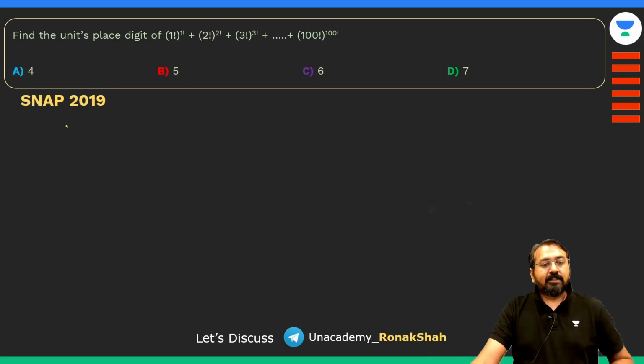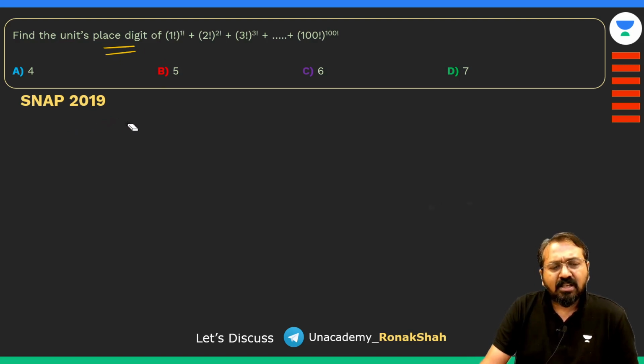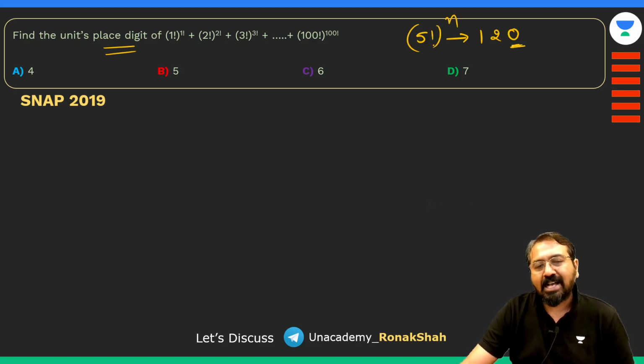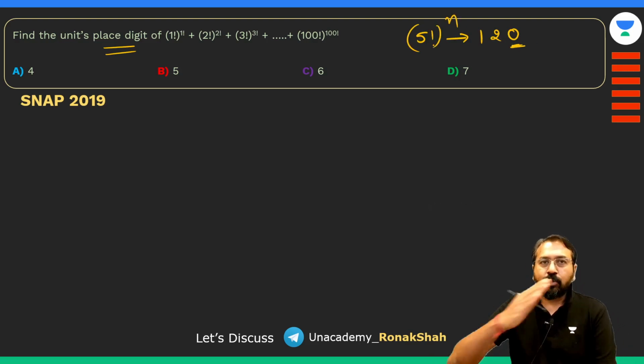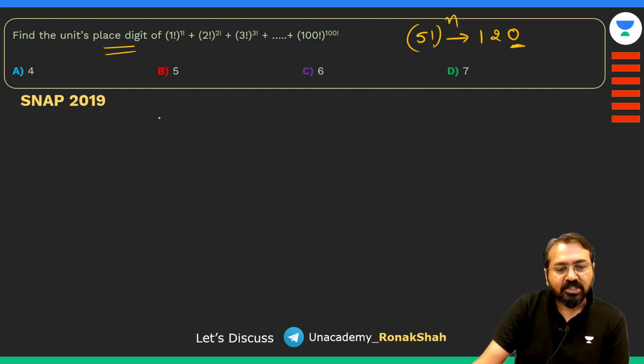Okay, similarly, this is a SNAP 2019 question and we are asked to find out the units place digit of this number. Now this is slightly tricky, but we need to find out the units digit. And we know one thing, that 5 factorial is 120. So it ends with a 0. Now if I raise it to any power, of course the last digit will remain 0. So I don't need to check any number after 5 factorial, right? So we need to just check for 1 factorial raised to 1 factorial, 2 factorial raised to 2 factorial.